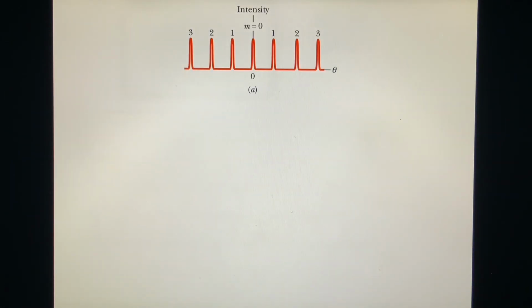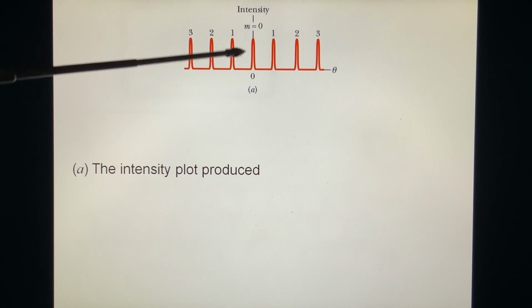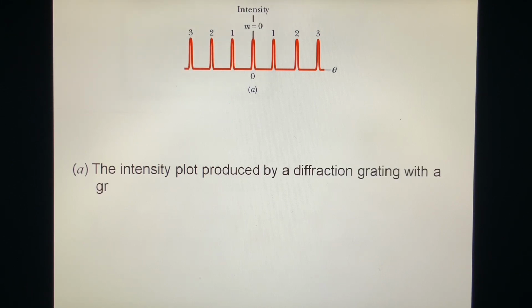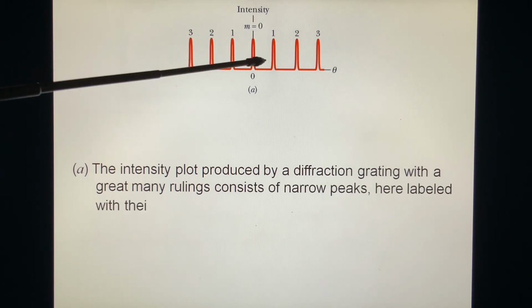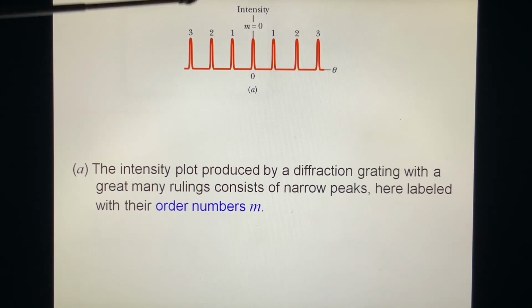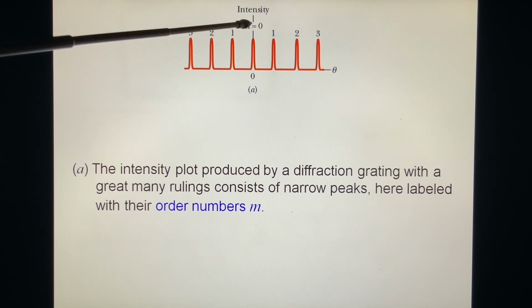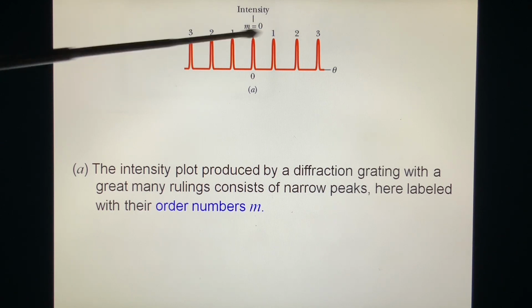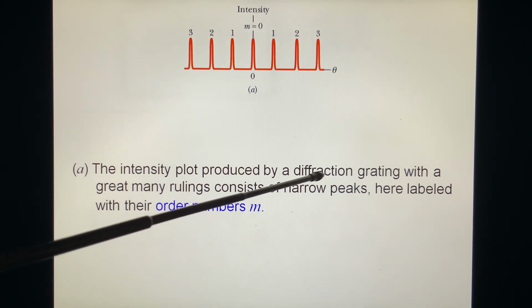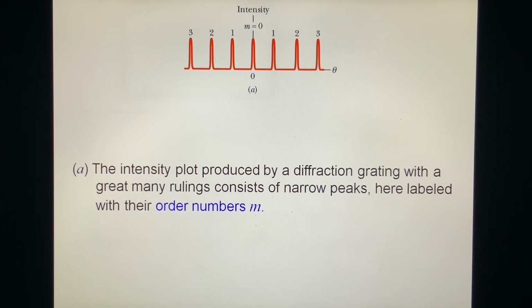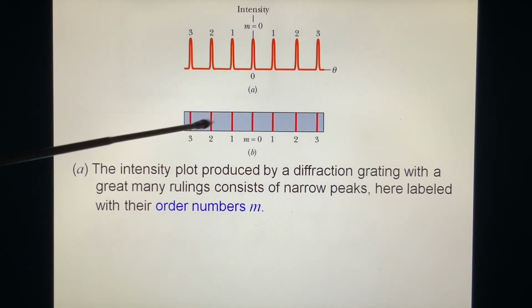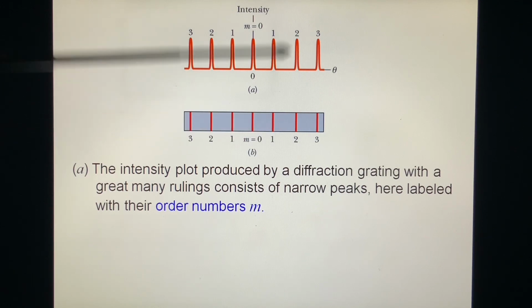Now we look at this one. This is the intensity plot produced by a diffraction grating with a great many rulings, and it consists of narrow peaks, labeled here with the order number m. In the center we call it m equal to 0. This is 1, with symmetry on both sides, and 2 and 3 are narrow peaks.